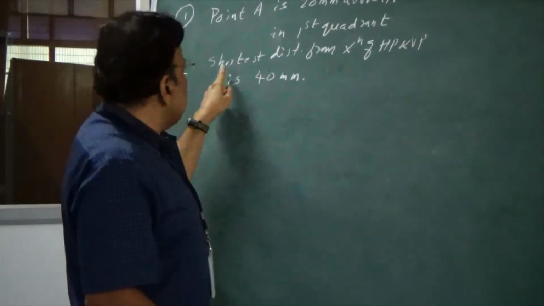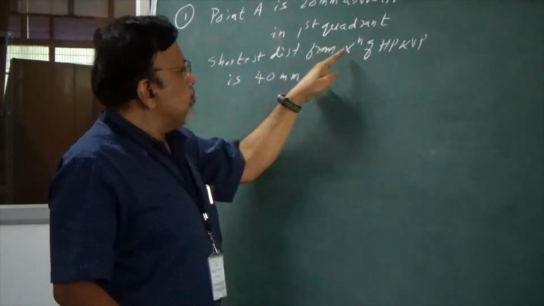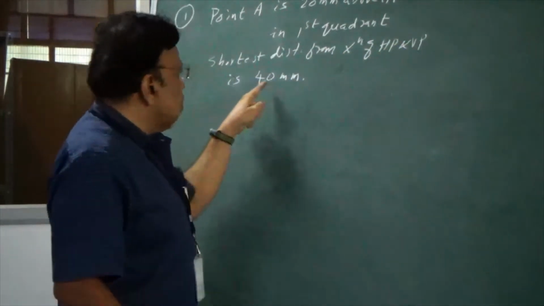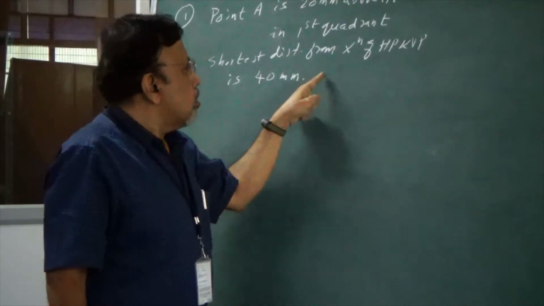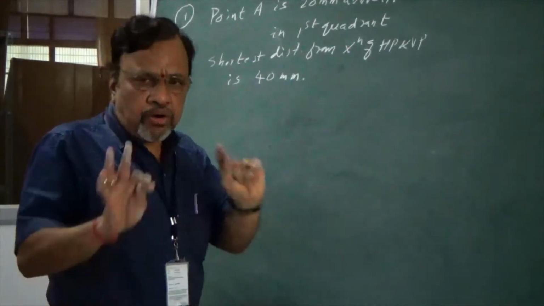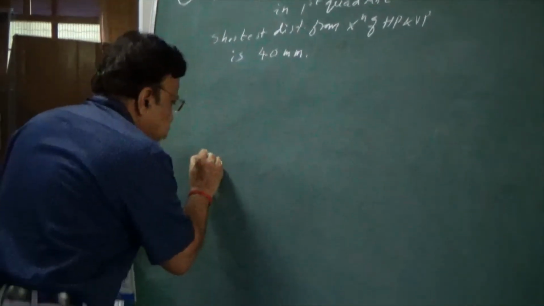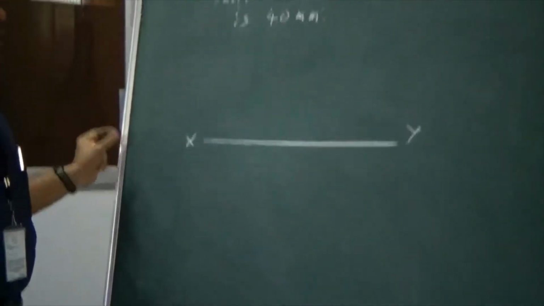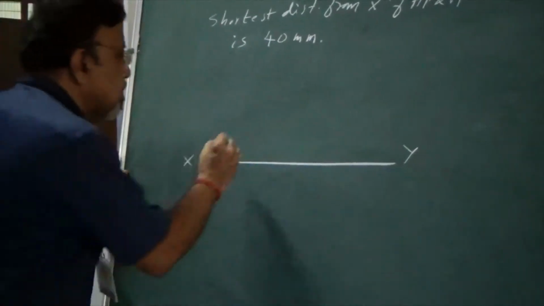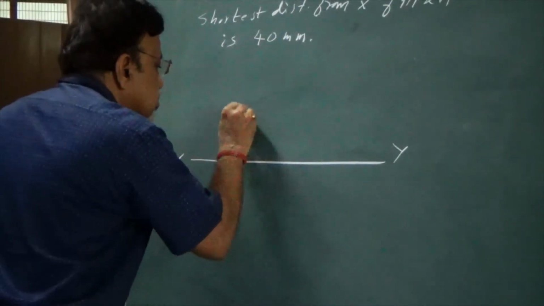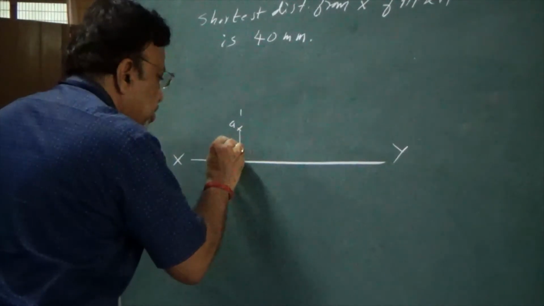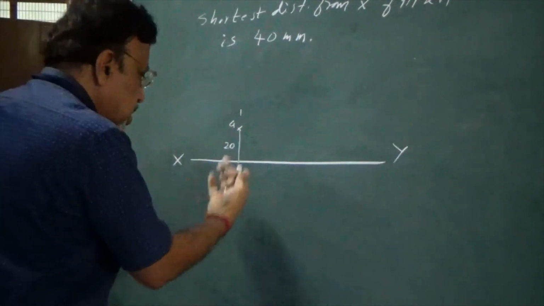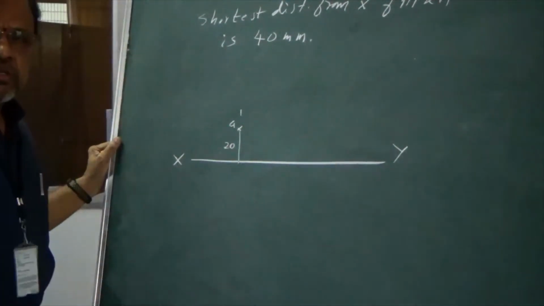He has also given that the shortest distance from the intersection of HP and VP is 40 mm, and we need to draw its projections. Now, if I draw the XY line as usual, then I can get the point 20 mm over HP, that is, I can get this A dash. But we know that the top view should be below the XY line.